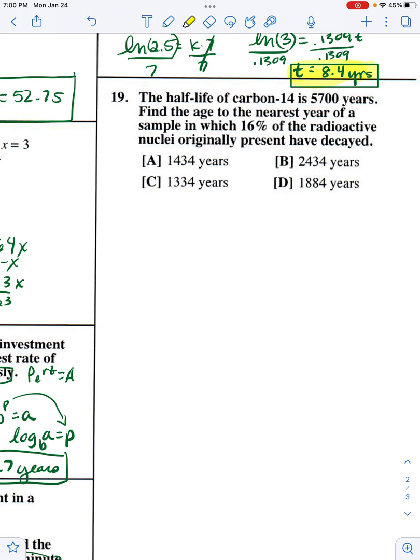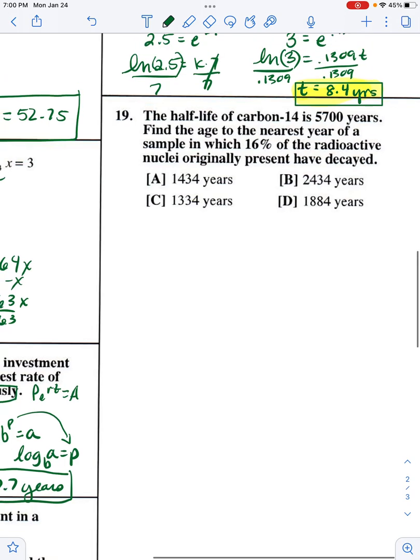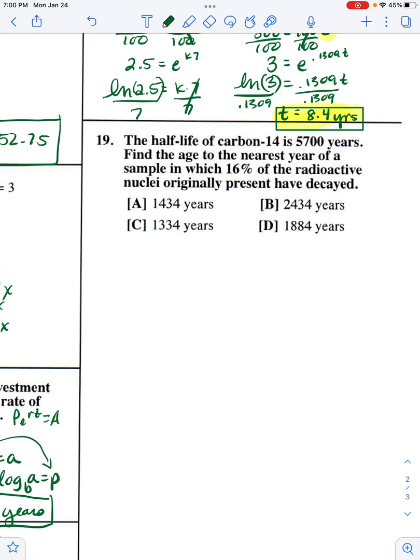Okay. Half-life scares everybody. Don't let it scare you. Half-life simply means that if you started with 1, you ended with half. So this is the time of one half-life. It's very similar to what we did before because we don't have enough information, so we have to find that rate first.